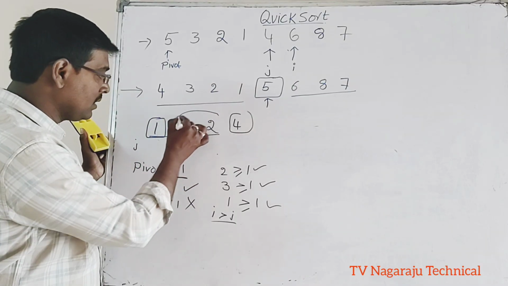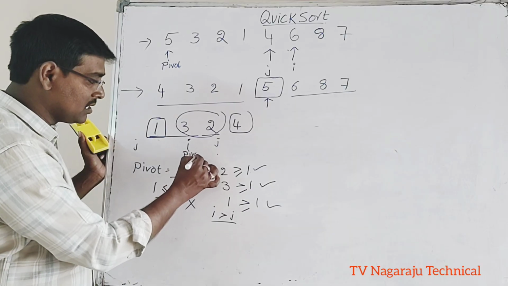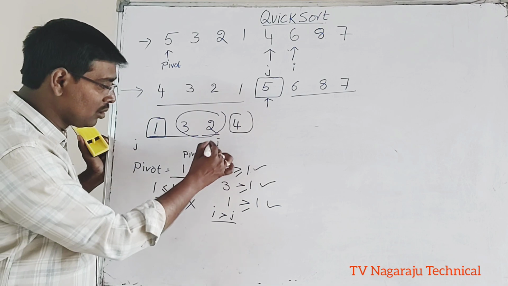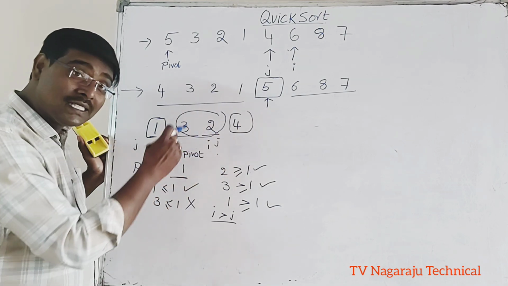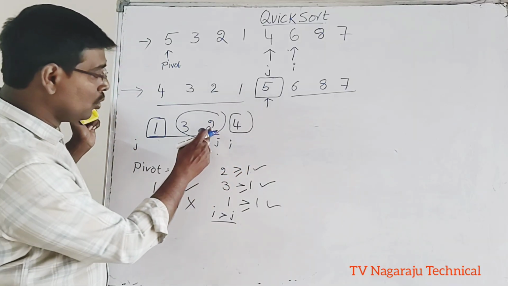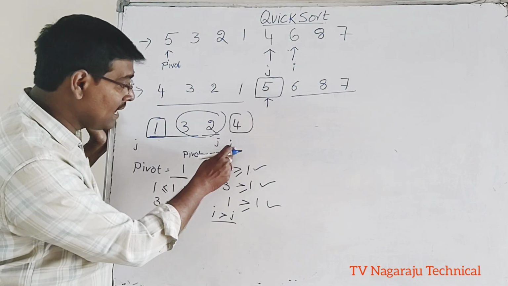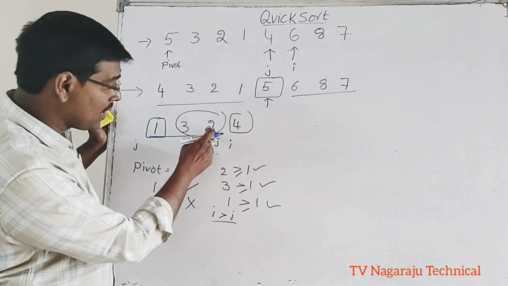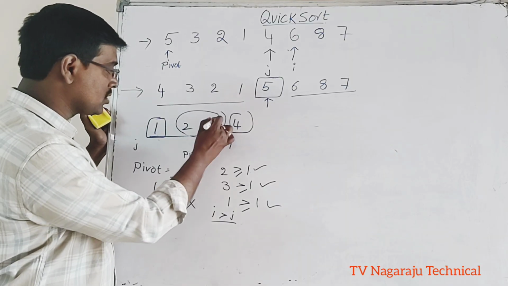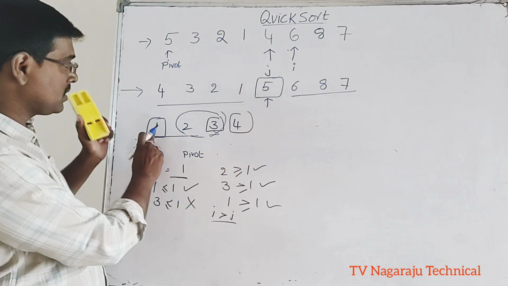Now the remaining two elements. Again the same procedure. This is I and this is the pivot. 3 less than or equal to 3. The condition is true. I points to here. 2 less than or equal to 3. The condition is true. I moves to here. 2 greater than or equal to 3. The condition is false. J stops here. I is greater than j. Swap the A of j value with the pivot value. So we are swapping these two. That is the pivot. Now only one element is there. No need to swap.